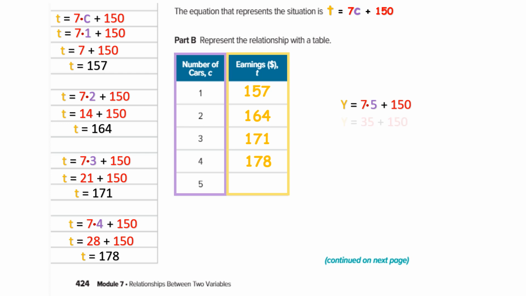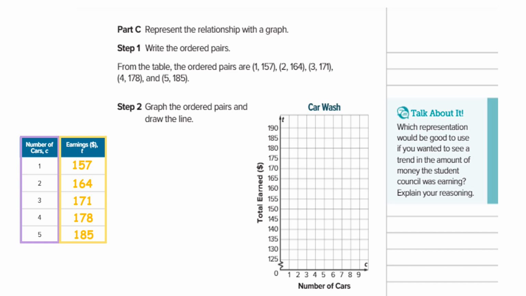We're going to have 7 times 5, which is 35, and then I'm going to add the 150, and that tells me that if I wash 5 cars, I'm going to have $185. So with that information, with my chart that I have created for each independent variable, what the dependent variable or the outcome is going to be, my next step is to take my independent and dependent chart and create ordered pairs because I need to graph it.